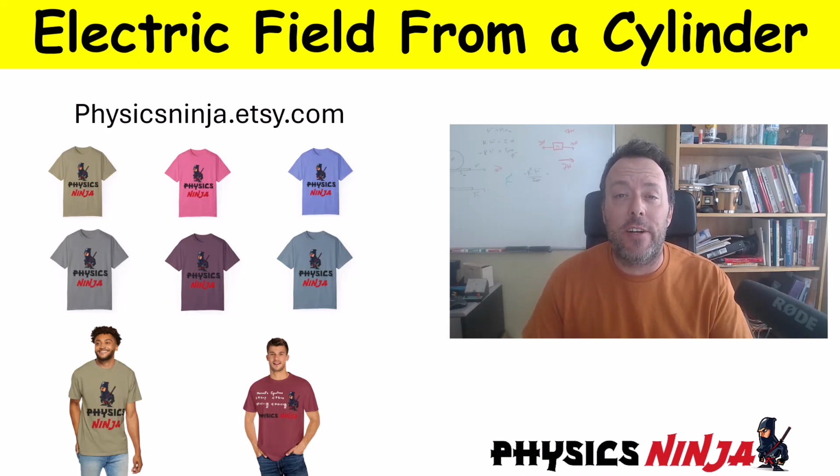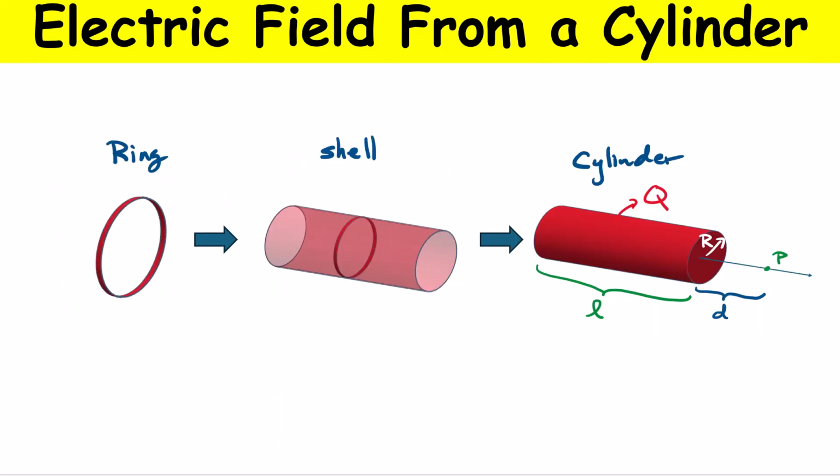Alright, let's get started. For part one, what we're going to do is start off by considering the field produced by a uniformly charged ring. Once we know the electric field from a ring, I am going to construct a shell by simply adding up a whole series of rings that span a distance L of that cylinder.